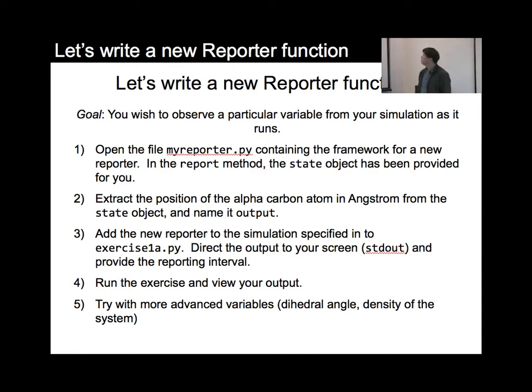So with this, I think we're done with the presentation that explains how we extract physical variables from an OpenMM simulation. Thank you.